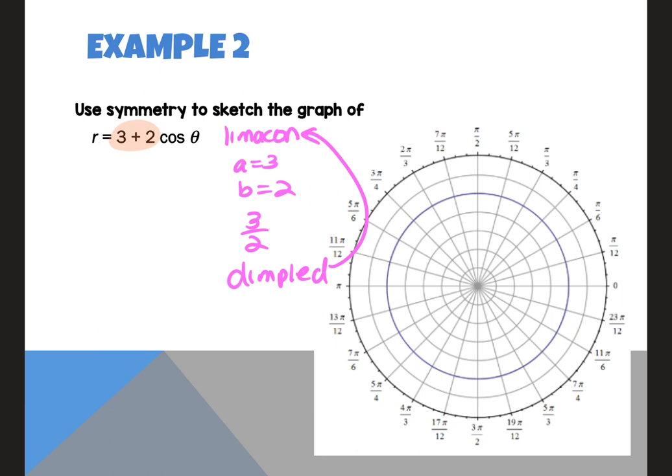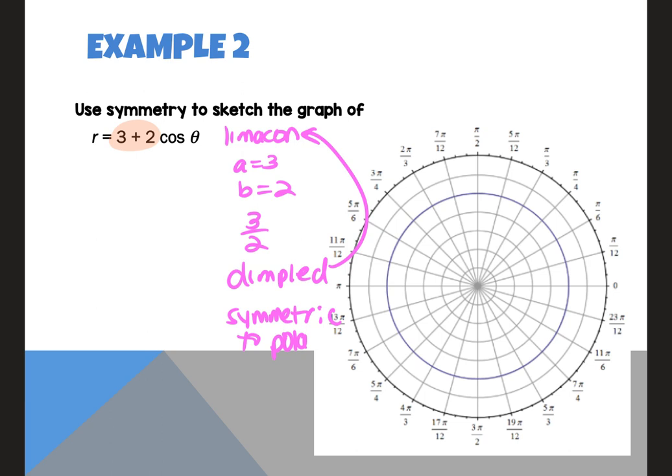A is the one that's by itself, what you're adding to it, and B is the one that's attached to it. Now, what kind of symmetry does it have? It's to the polar axis or the x-axis. That tells me that the dimple is either going to happen on the left-hand side like this, or it's going to happen on the right-hand side like this, okay? So already I know that information.